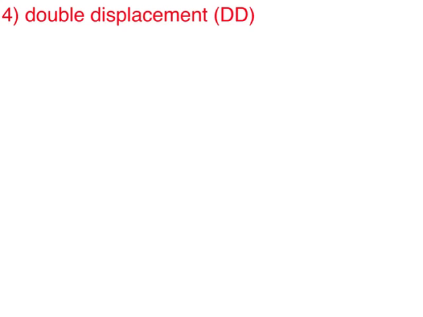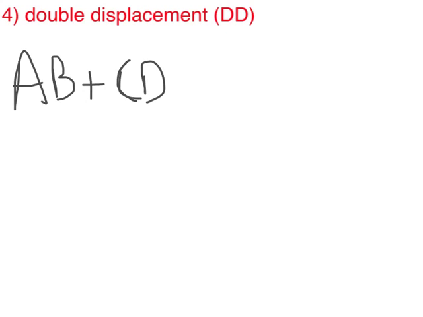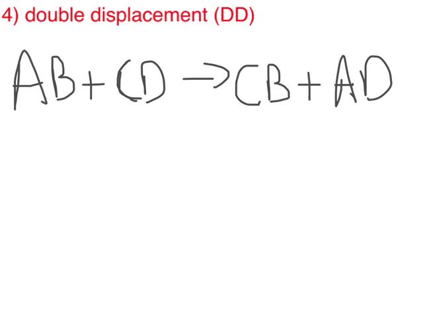Double displacement reactions take on the form of this. AB plus CD yields CB plus AD. Notice that I kept the first ones in the first spots and the second ones in the second spots, because these are both sets of ionic compounds. Very important to keep in mind.